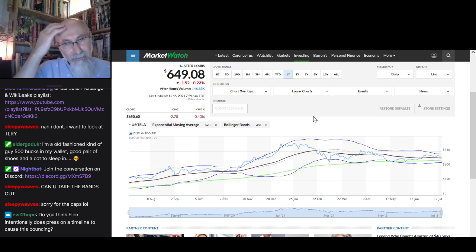No worries about the caps, sleepy waves. Do you think Ellen intentionally does press on a timeline to cause this bounce? Oh yeah, Ellen plays the market like mad. He's one of the best market players there is, right?